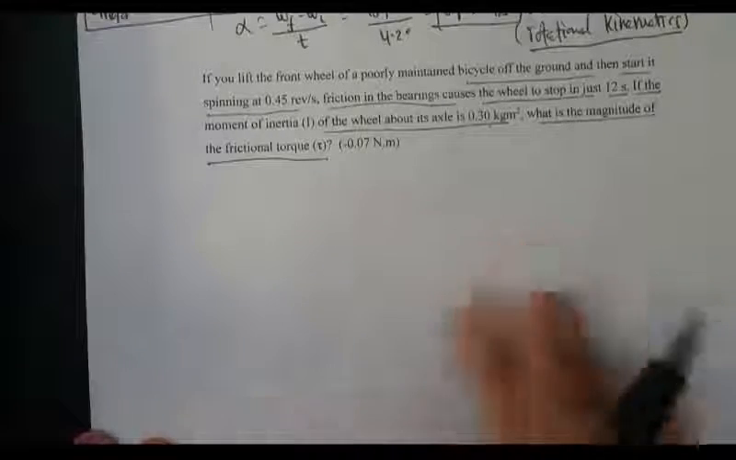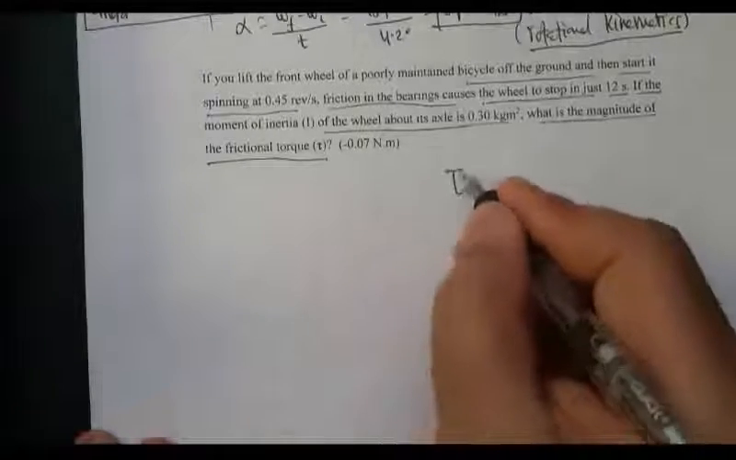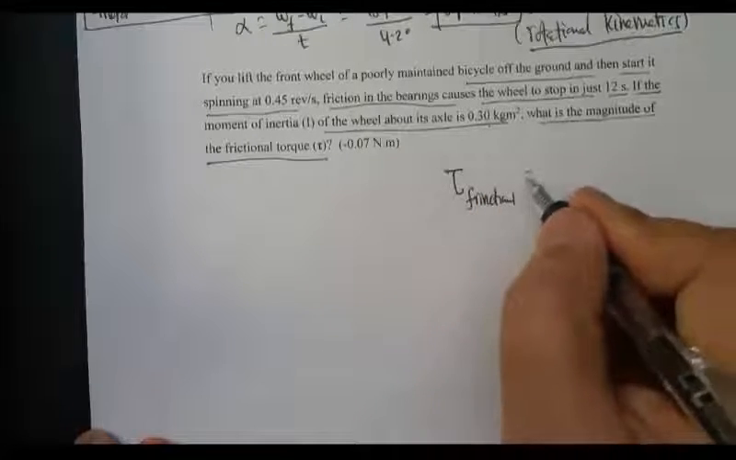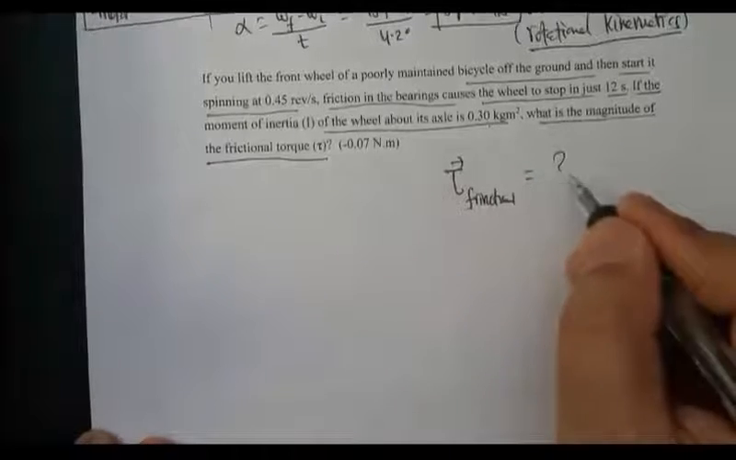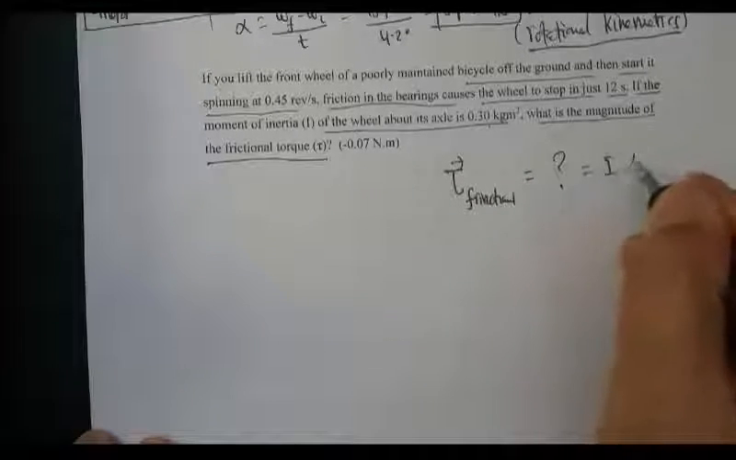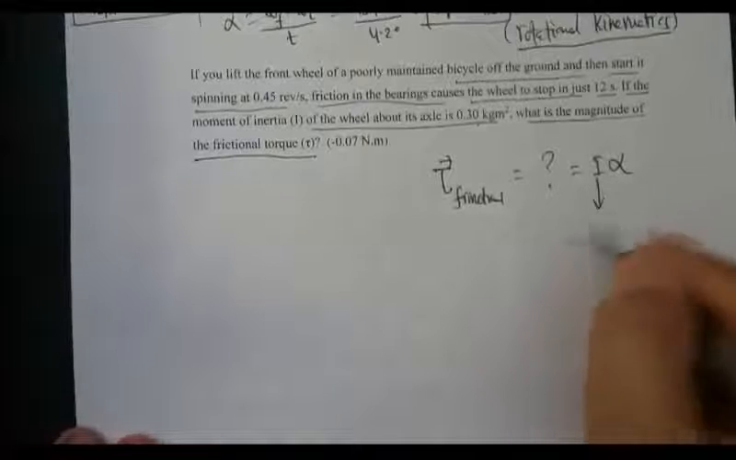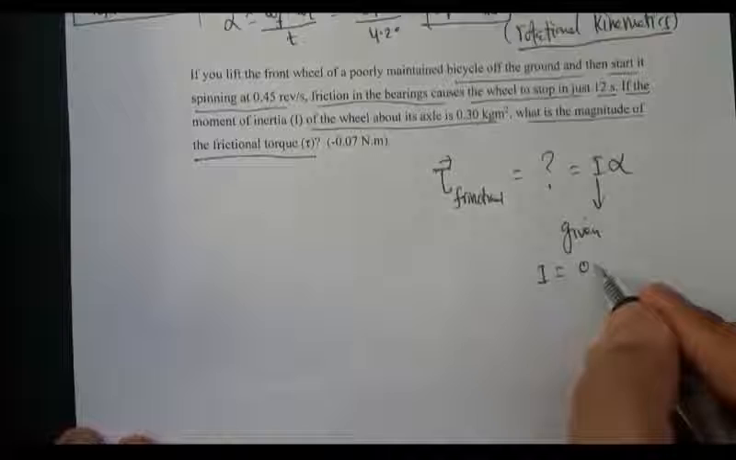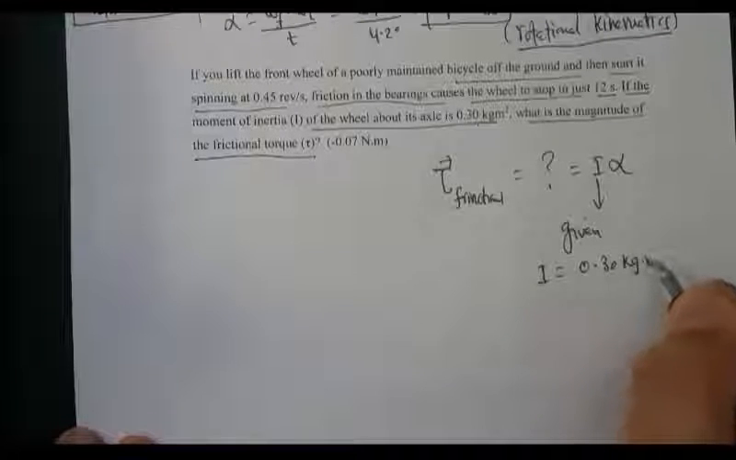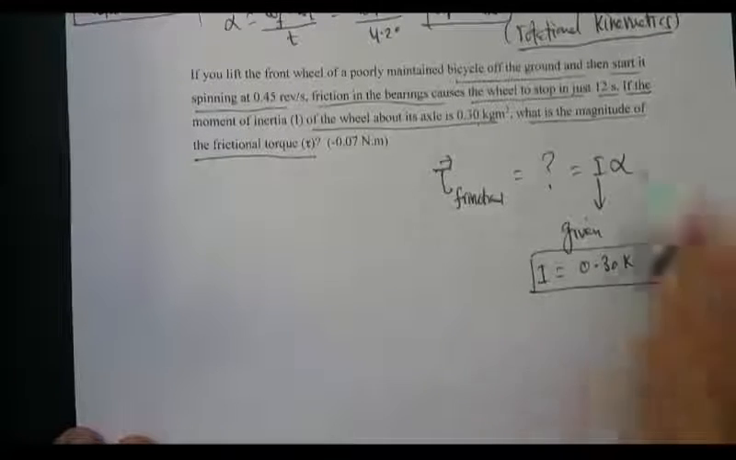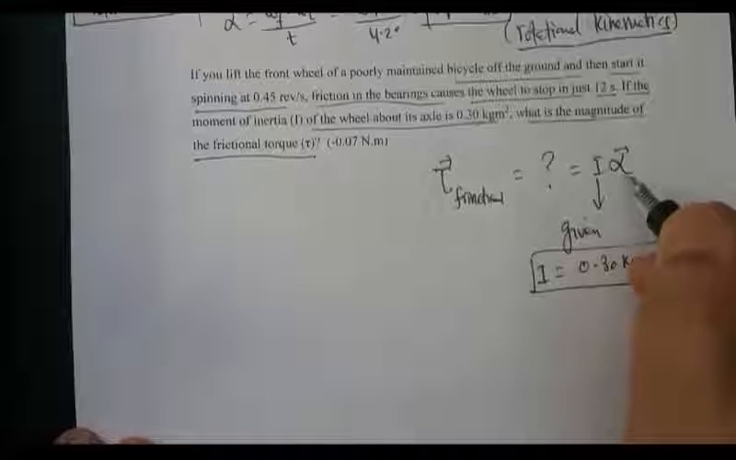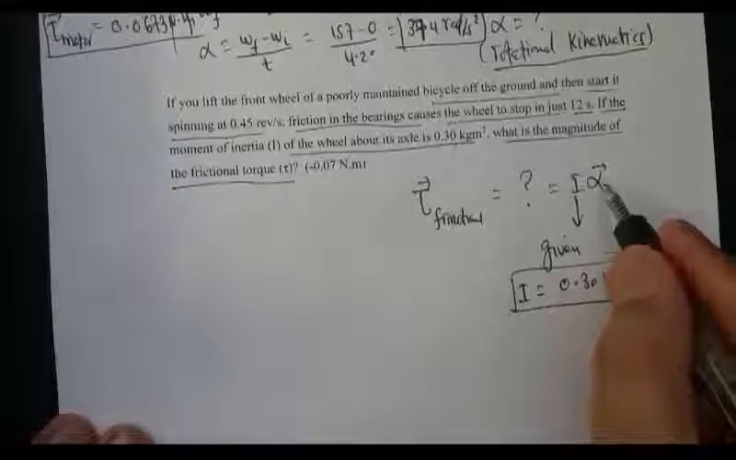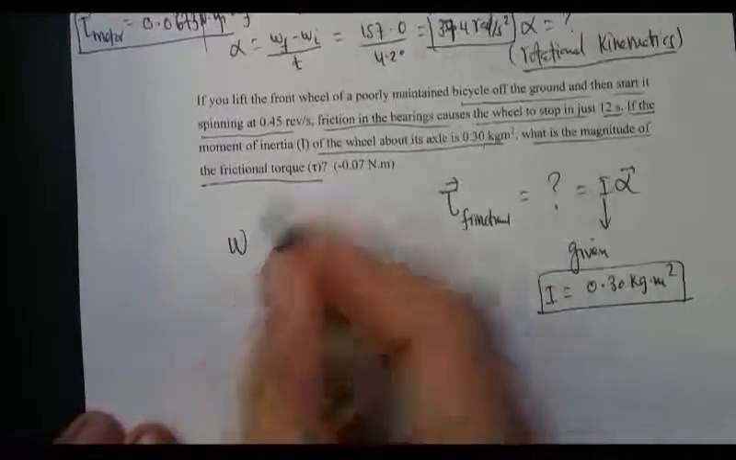So it's the same thing. It's the frictional torque produced by the friction, and again, this is I times alpha. I is given. So I for the bicycle wheel is 0.30 kilogram meter squared. That's given to you. And what you need to find is alpha, which in this case is the angular deceleration, because it's slowing down. So let's do that again, just like before.